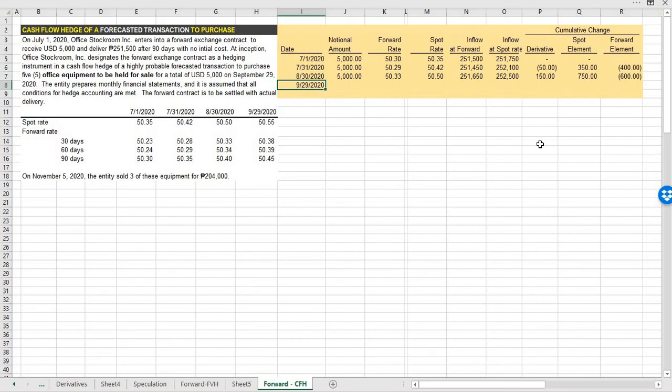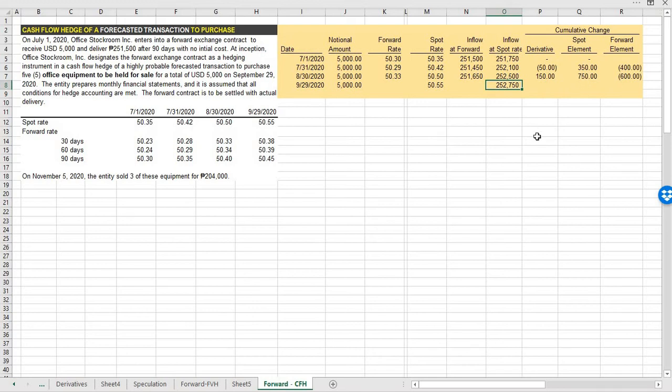So, let's start with a notional amount of 5,000 US dollar at ang spot rate natin on this date is 50.55. At syempre, ang makukumpita natin dito is the inflow based on spot rate. And pag itong 50.55 is minultiply sa notional amount of 5,000 US dollar, ang ating ngayong actual inflow based on the spot rate is now at 252,750 pesos. Ngayon, eto na rin ang basis natin to compute for the cumulative change of derivative instrument. Actually, at date of settlement, eto na yung basis natin both for the derivative and the spot element.